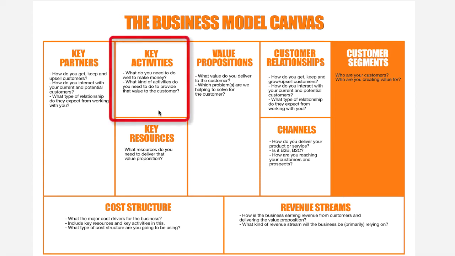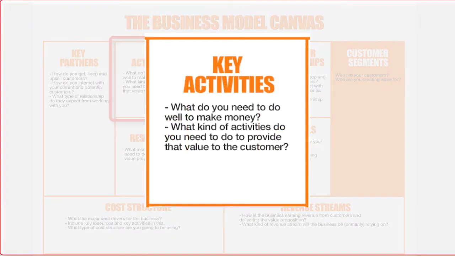This block is about the key activities. Here the key questions you need to ask are: what kind of activities do you need to do to provide that value to your customer? What do you need to do well to make money? This is a very important thing. Entrepreneurs have always been very passionate, at a very core level, about doing something. Yes, you're going to be focusing on solving the problem, but what do you need to do well to make the money? You may do a lot of things, but what are the specific things you need to do well that will bring back your revenue? So those are the key activities.